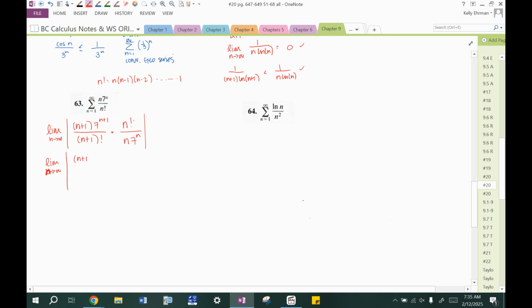So here's an n plus 1. Let's make this 7 to the n times 7 times n factorial. What about n plus 1 factorial? That's n plus 1 times n factorial. And then we also have a times n times 7 to the n. All right, so what cancels out? 7 to the n cancels. n factorial cancels. n plus 1 cancels. So really, I'm left with just 7 over n. This limit comes out to 0. 0 is less than 1. So this converges by the ratio test.